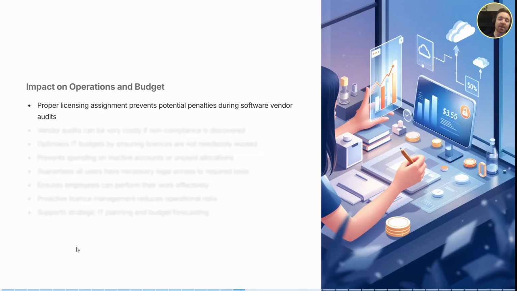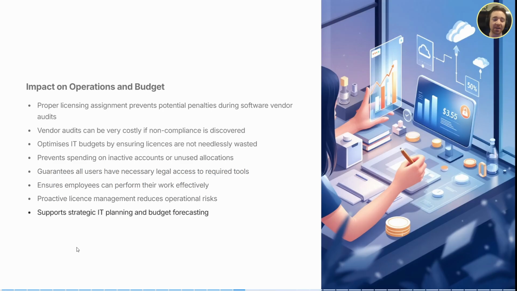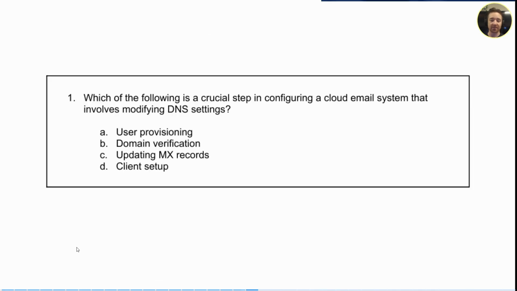In terms of the impact on your operation there, proper licensing assignment prevents potential penalties during audits. Make sure everyone has an up-to-date license. Vendor audits can be costly if you are not doing the right thing. So you want to make sure your budget is optimized by only giving people licenses that need them. Prevent spending on inactive accounts by only giving people licenses that need them. It guarantees all users have necessary legal access to required tools. We're getting the picture, right? Just understand, licensing is something you need to have in order to use a product, and there's a wide variety of ways to do it. By now, so long as you understand everything I've said, we get what we need to get.